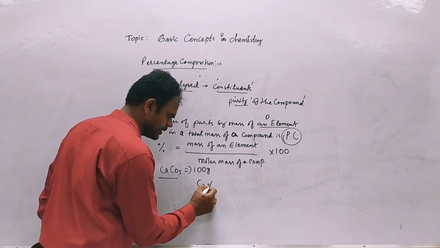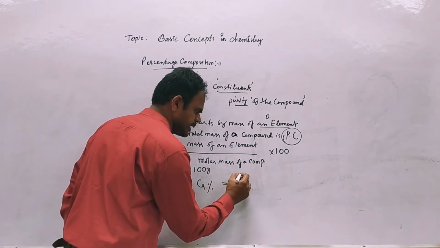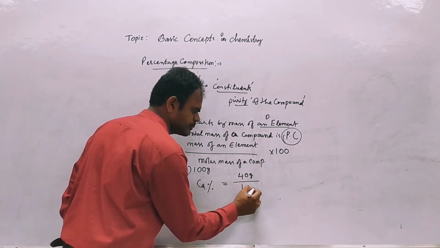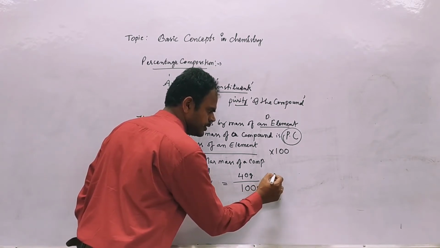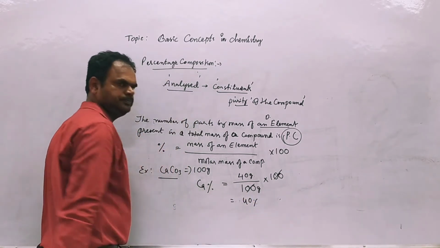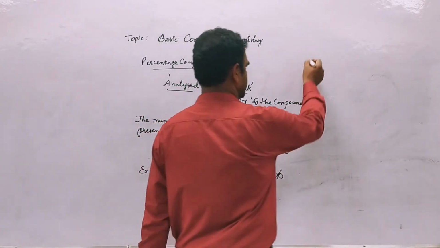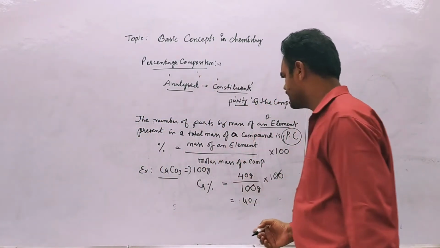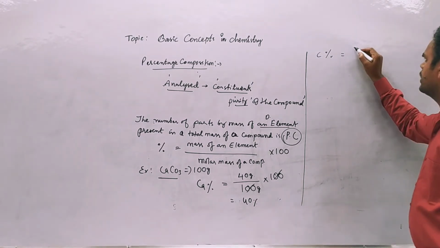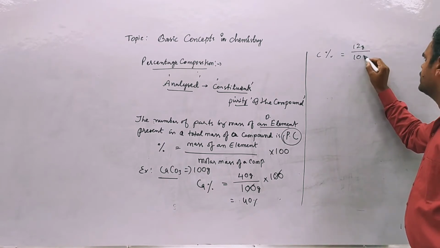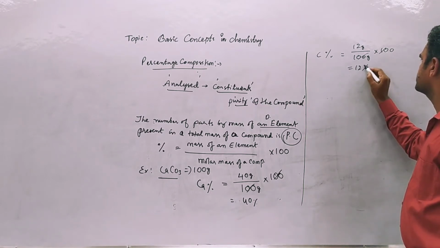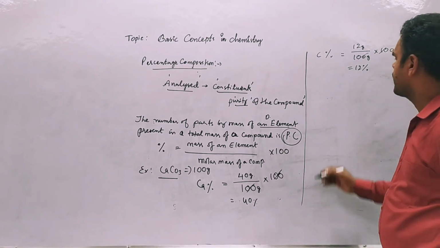If you want to calculate the percentage composition of the calcium, mass of the calcium is how much? 40 grams upon total mass of the compound, molar mass 100 grams, into 100. If you do, we'll get 40% of the calcium. Similarly, percentage composition of the carbon is equal to mass of the carbon, how much? 12 grams upon 100 grams into 100. If you do, then you will get 12% by mass of the carbon.